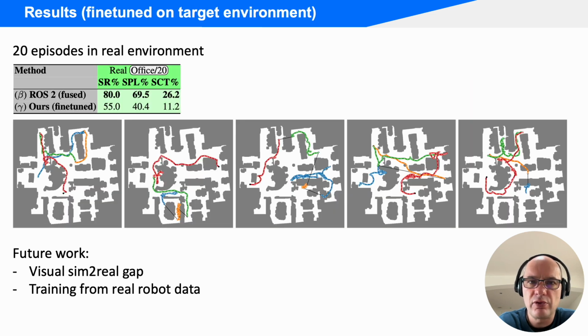We compare the method with a ROS2-based planner which uses a 2D occupancy map constructed beforehand. To be comparable, we fine-tuned our agent on a Matterport scan of the same building. While the ROS2-based planner is still more efficient, it requires many experiments to fine-tune its parameters. Future work will address the visual sim-to-real gap and training from real robot data.